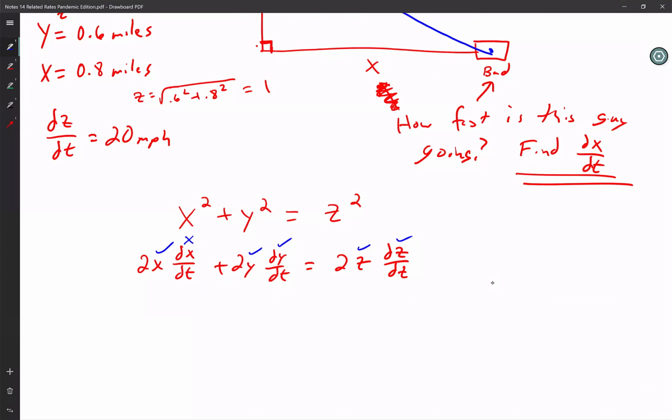So let's plug in and let's see. If you want to cancel out the 2's, you can. It doesn't matter to me. Do you guys want to cancel out the 2's? Okay, let's cancel them out.